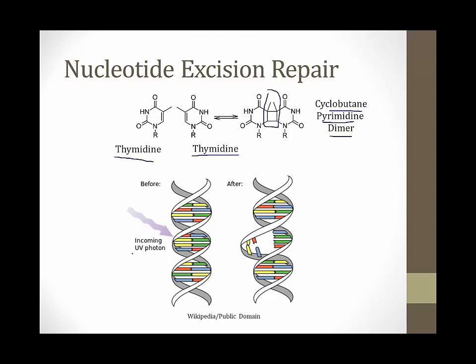So we've got an incoming ray of light, a UV photon. This causes some of these bases to link up and form dimers, and you can see that this damages and untwists the DNA molecule.